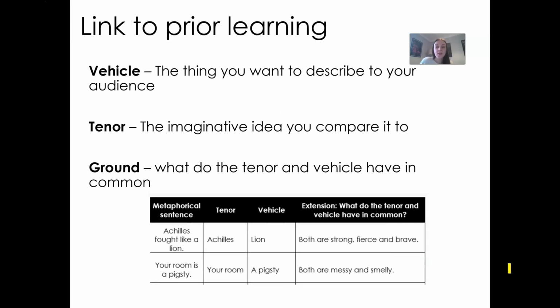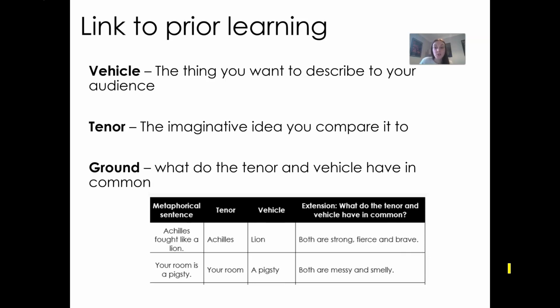Okay, so our next step is to link our understanding of the poem so far to some prior learning. Now, I know in Year 7, in your study of poetry, you investigated how metaphors work. So I'd like us to recap that piece of learning and apply it to this poem. Let's look at the 3 words on the screen. So they are vehicle, tenor, and ground.